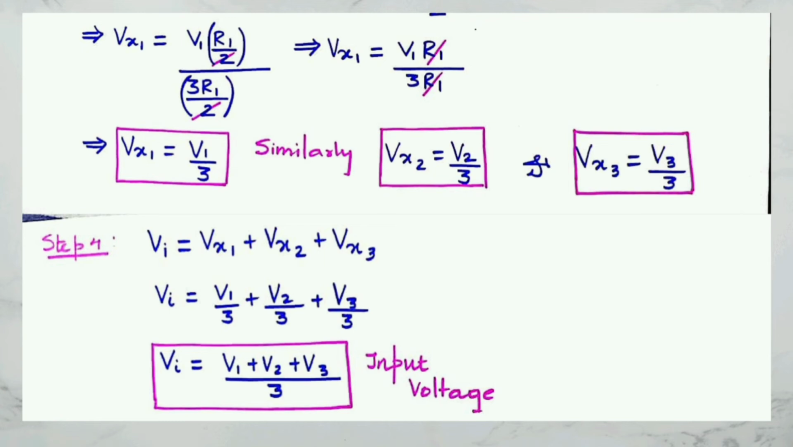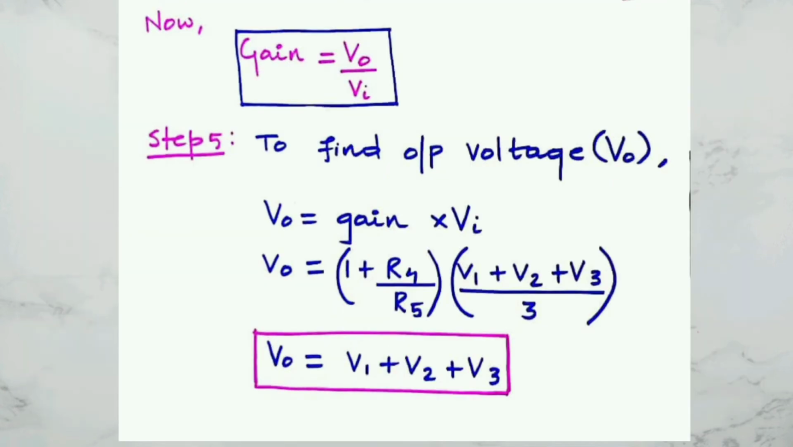Hope you got it. Now coming to step number 4, the input voltage will be Vx1 plus Vx2 plus Vx3. We all know the formulas for these now. So Vi will be equal to, what is Vx1? V1 by 3, plus Vx2 is V2 by 3, plus Vx3 is V3 by 3. Finally, you get the input voltage Vi equal to V1 plus V2 plus V3, the whole divided by 3. Now, gain is equal to V0 by Vi, that is the output voltage to the input voltage.